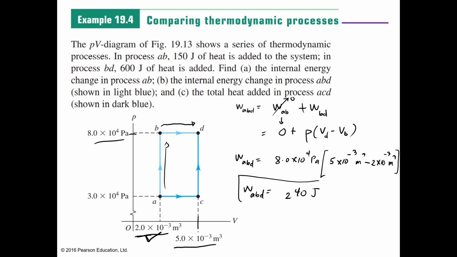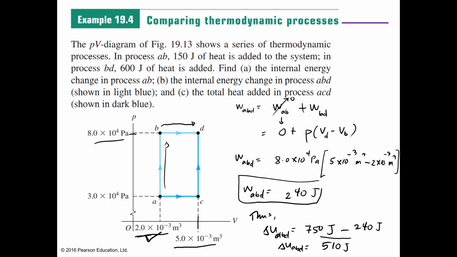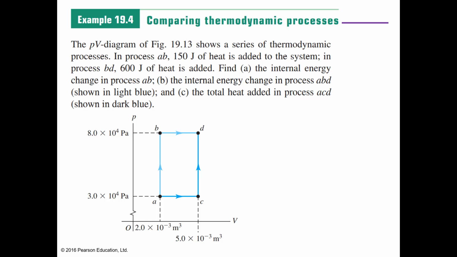So therefore, the change in internal energy in the process ABD is the heat, 750 joules, minus the work, 240 joules. So the delta U of ABD is equal to 510 joules. Okay, let's now go to letter C.